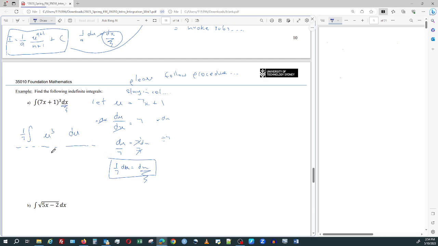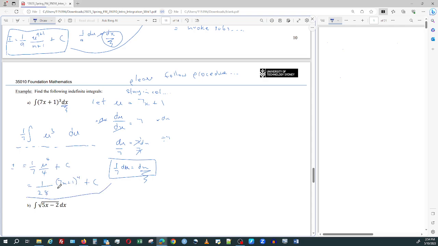Okay? Now we can do the integration because we've got all the parts. So it's up and under. So the integrand will become 1/7 stays, u cubed integrates to u to the 4, 3 plus 1 is 4, under 4, plus c. So we'll get 1 over 28, 4 sevens 28, u is 7x plus 1 to the power 4, plus c. And that's our final answer.